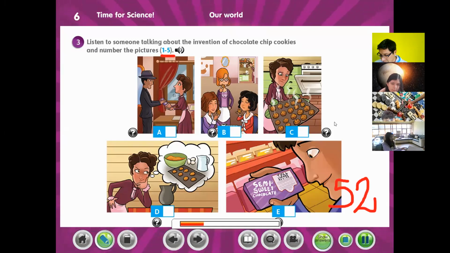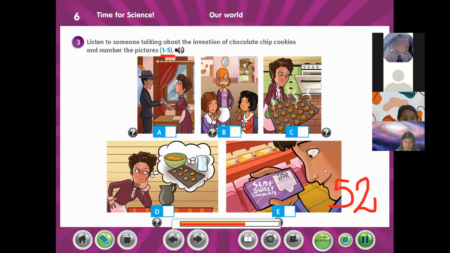Workbook, Module 6, Our World. 3. Listen to someone talking about the invention of chocolate chip cookies and number the pictures 1 to 5. Everyone eats chocolate chip cookies, but did you know that someone invented them by accident? One day in 1930, Ruth Wakefield wanted to make some chocolate cookies for the tourists at the Toll House Inn, a small hotel she and her husband had. She didn't have the chocolate that she usually used, so she used some semi-sweet chocolate instead. She thought that it could melt like any other chocolate, but it didn't. The cookies came out of the oven with small pieces of chocolate. She gave them to the tourists, and they loved them. Soon her cookies became very popular. The company which made the chocolate made a deal with her. They gave her chocolate for all her life, and she gave the company her chocolate chip recipe. The company put the recipe on the back of their semi-sweet chocolate. Ruth Wakefield's famous cookies, or Toll House Inn chocolate chip cookies, as the company called them, became the most famous cookies in the United States.